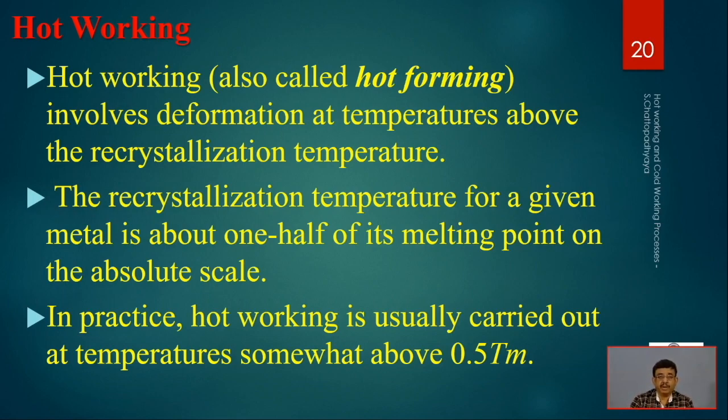Then we come to the most important part, hot working, also called hot forming. It involves deformation at temperatures above the recrystallization temperature. Why do we do it? Because of the lowering of the yield strength. When will the yield strength lower? When we reach the recrystallization temperature, the yield strength will be manageable, so that our machines are moderate. So we are ready to compromise in terms of temperature. The recrystallization temperature for a given metal is about half of its melting point on an absolute scale. Mostly it will be near about that, 50%. Warm working is at 33% of the melting point on the absolute scale, and recrystallization is half of it. In practice, hot working is usually carried out at a temperature somewhat near half of the melting point on the absolute scale.